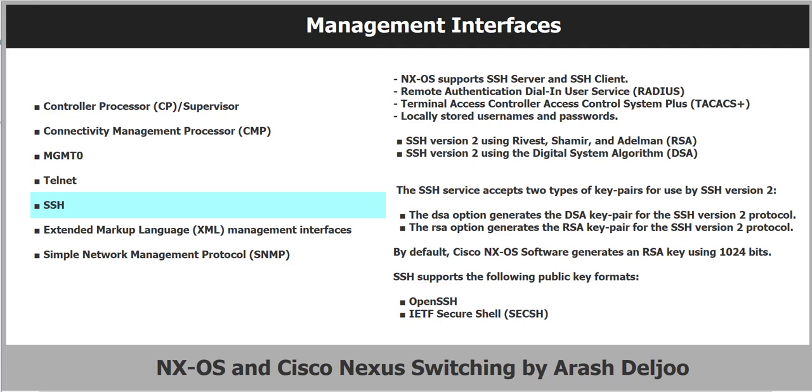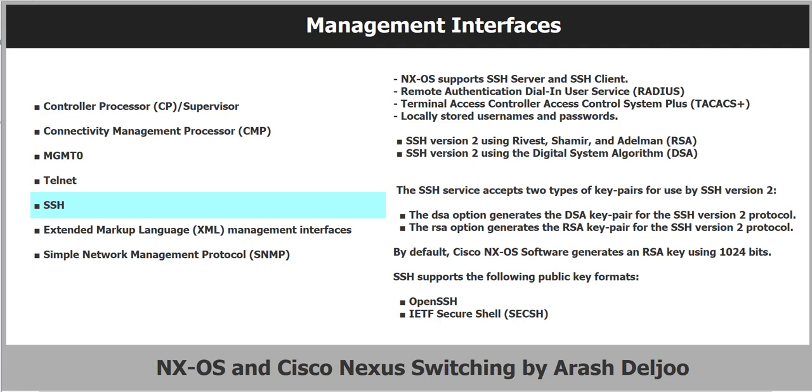In this video, I'm going to explain about the management interfaces like SSH, XML, and also SNMP. About the SSH, NX-OS supports SSH server and SSH client. Use SSH server to enable an SSH client to make a secure encrypted connection to a Cisco NX-OS device. SSH uses a strong encryption for authentication.